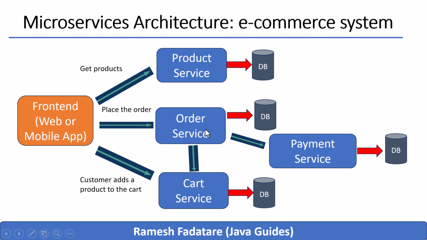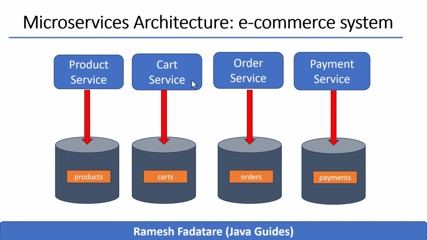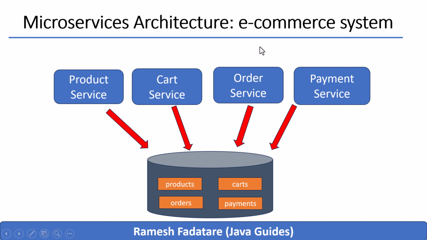Now here's the question. Where do they store their data? Should all these services talk to the same central database? It might sound convenient, but that's where things go wrong. Let's say all your services use one big shared database. Now your product service has its own tables. So does the cart service. Same with orders and payments. But since it's one database, nothing is truly isolated. One service could accidentally modify another service's data, or maybe you change a schema for one table, and suddenly another service breaks, even though it has nothing to do with that feature.